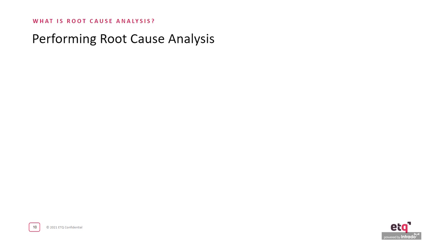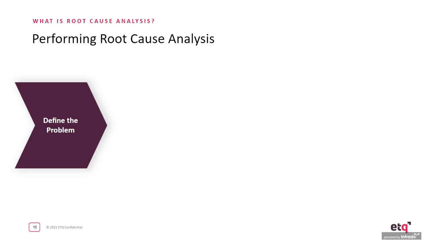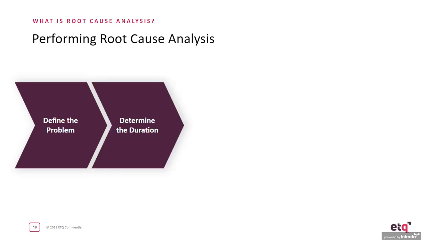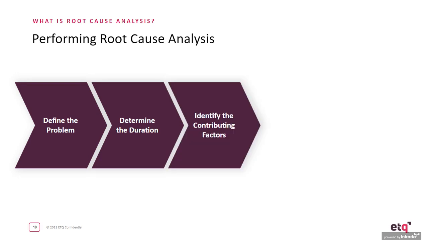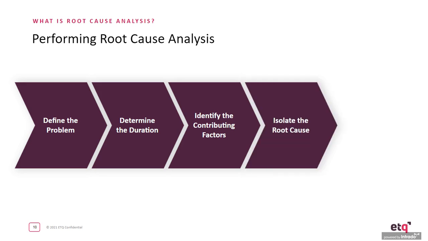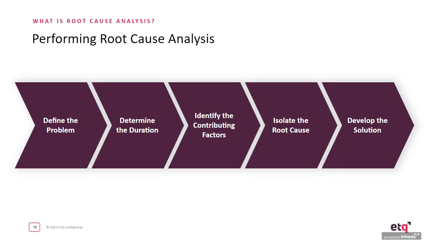So now we'll look at a few steps involved in performing root cause analysis. First, you'll define the problem and document specific symptoms. Then you'll determine the duration of the problem and the severity of its impact on organizational processes. Then identify the contributing factors that may have caused the problem. Isolate the root cause using one of the root cause methodologies or tools. And then finally, develop a solution to mitigate or eliminate the root cause.